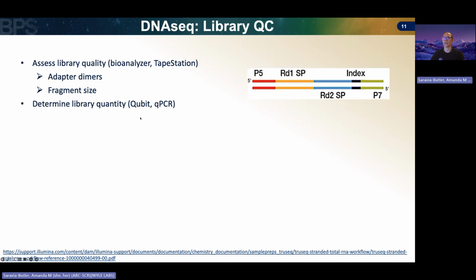And you can do this with a variety of different instruments. One way to do it is with an instrument called Qubit. Another way is you could do quantitative PCR to determine how much library you have.